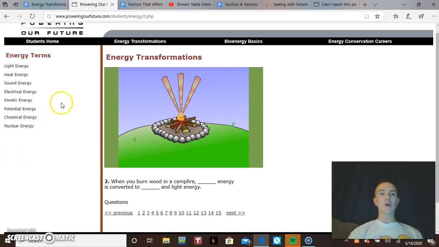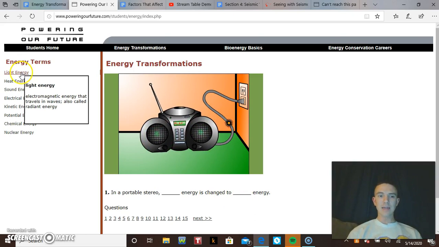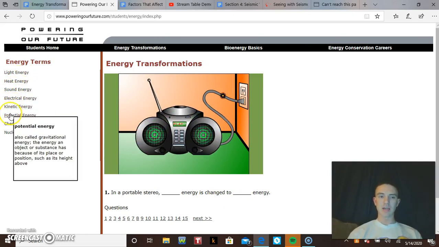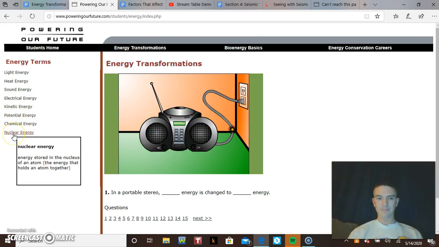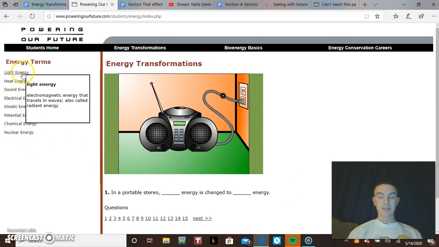Also, you see over here, energy terms. So each blank, whether it's question 1, 2, 3, 4, or 10, 11, or 12, is going to have either light, heat, sound energy, electrical energy, kinetic energy, potential energy, chemical energy, or nuclear energy. So all these blanks are going to have one of these options.